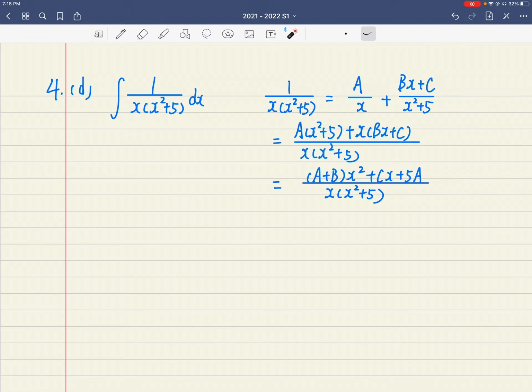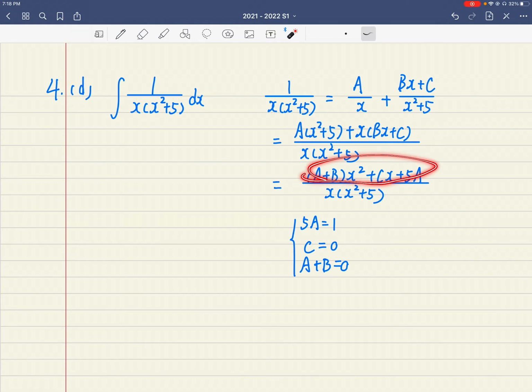Then all we need to do is compare this with this. This whole part should be 1, because it's always equal. So you can see the constant is 1. Here 5a is a constant, here it is 1. So 5a is equal to 1. And here, we don't have any x. There's no x here, and there's no x squared here. So this part and this part, both of them should be 0. c should be 0 and a plus b should be 0.